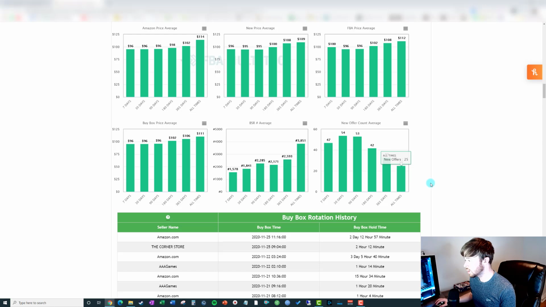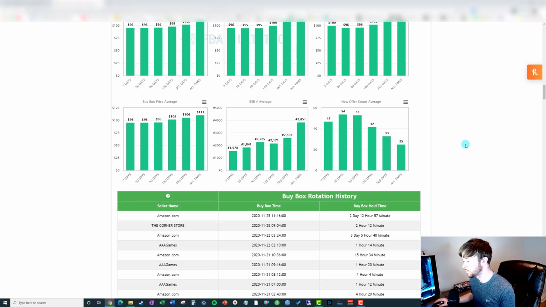So an all-time average of this set has been 25 people selling this set on this listing. In the last 7 days, it's been 47. So you can see that more people are starting to list the item. Now, after the set retires, we'll probably see this go up and then start to come down again. And that will really help you to see, is it a good time for me to sell, or is there still a lot of new offers on there?